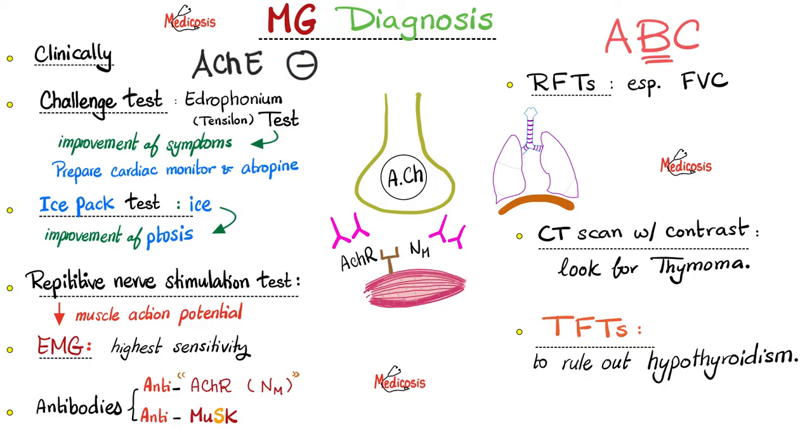Just like we order respiratory function tests, we also need thyroid function tests, not to diagnose myasthenia gravis, but to rule out other causes, especially hypothyroidism, which can also lead to fatigue and weakness.